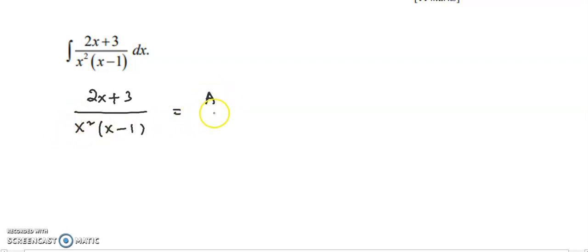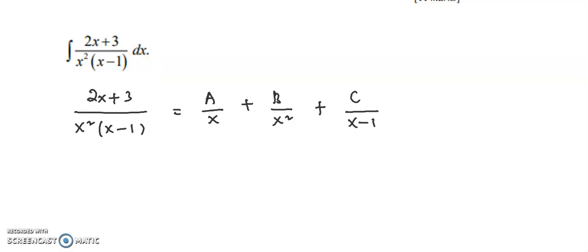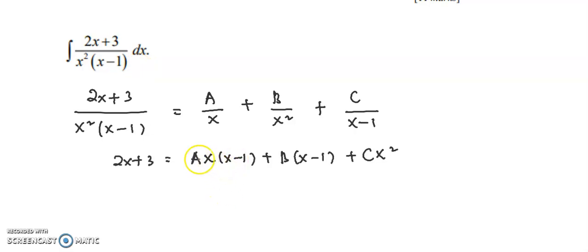treat the x squared as our repeated linear factor, which is equivalent to A over x plus B over x squared, and x minus 1 is a linear factor, so we'll put a C on top for the factor x minus 1. Then we equate the denominators. After you equate the denominators, we just compare the numerators because both sides have the same denominator.